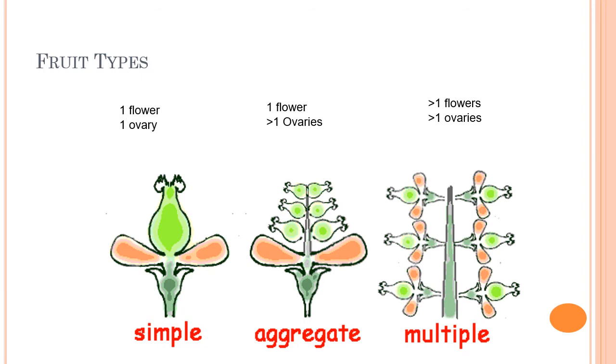So to simplify the whole story, if you have one flower and one ovary, then you have a simple fruit. Now, if you have more than one ovary, it's called a compound fruit. If these multiple ovaries come from one flower, then it is called aggregate. If it is more than one flower, then we call it multiple. Of course, I showed you this before, and it looks like a pineapple. So this is more than one flower and more than one ovary.